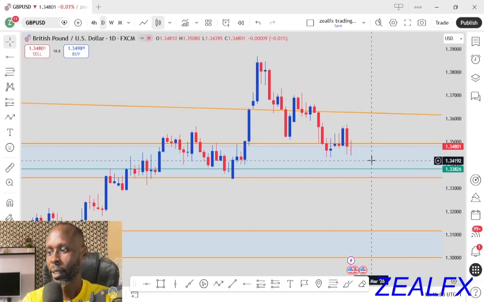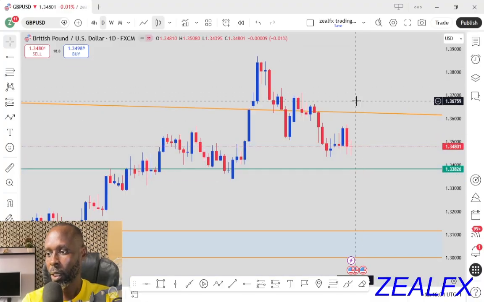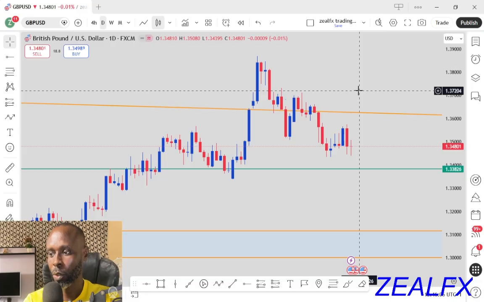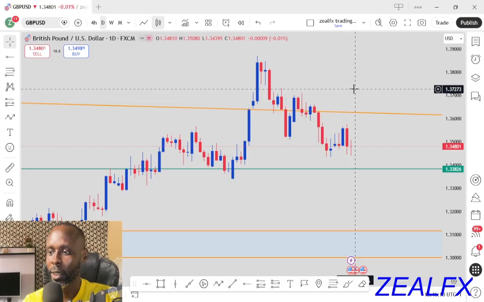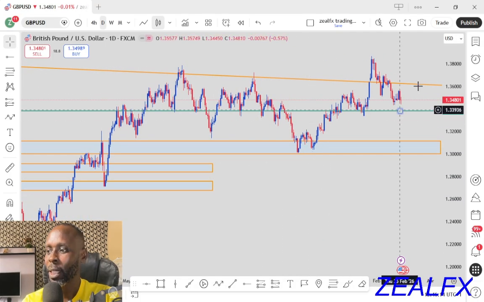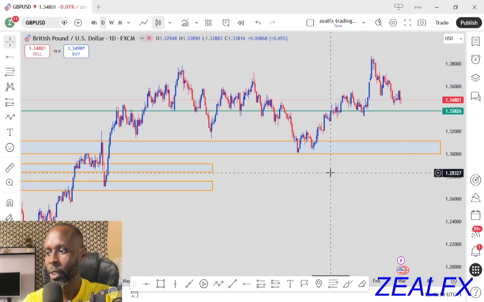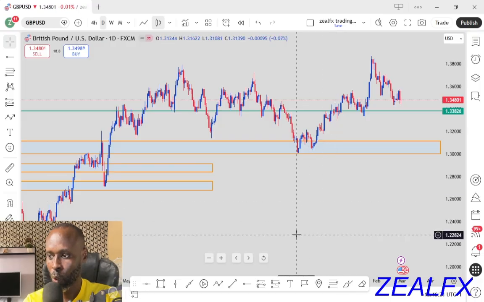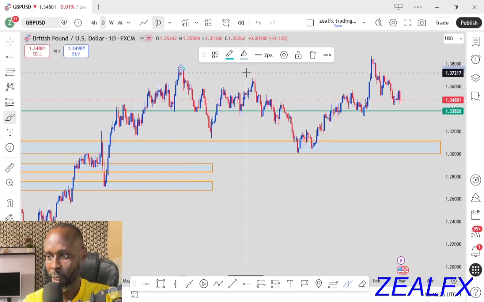So let's look at our next pair, which is the Great British Pound USD. The Pound USD on the daily chart, let's look at the major structure before we look at the inner structure. On my daily chart, we have price on the Pound USD break a major structure level, which means we still have this higher high, then we have this lower high.